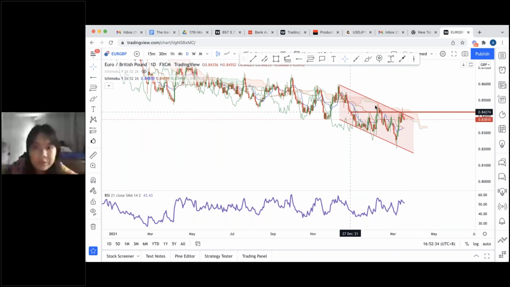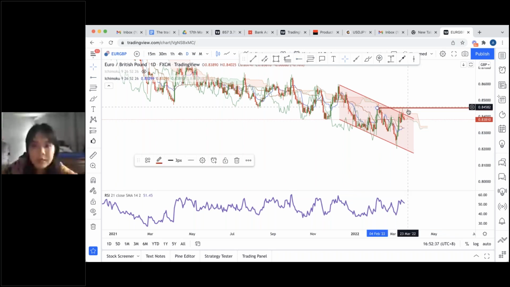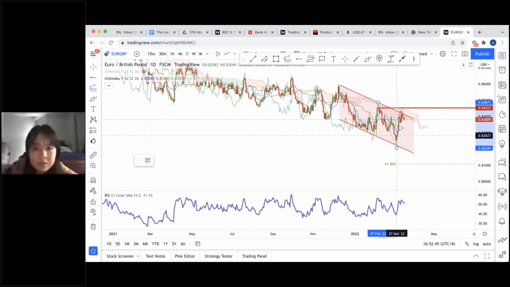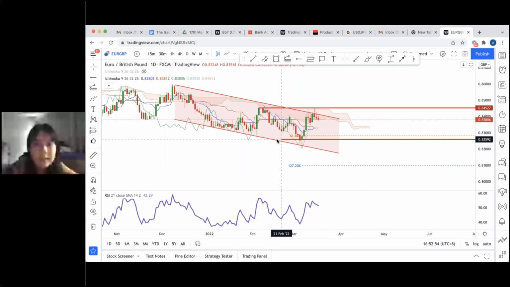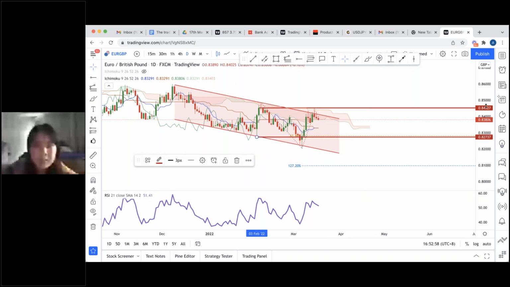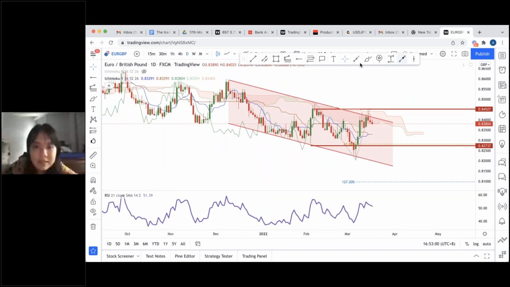So the short would have started here, right? And right now I'm looking at here. The support level that I can identify is actually at this level, which is a previous swing low. Okay. And then my stop loss would be at where it previously tested my channel. So this will be my stop loss.